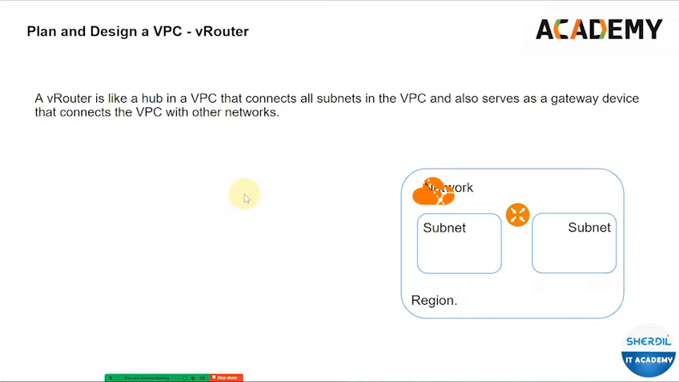What is a vRouter? A vRouter is like a hub in the VPC that communicates with and connects all subnets in a VPC. A vSwitch is basically a subnet which allows multiple virtual machines connected on the same vSwitch to communicate without the help of a vRouter. But the vRouter helps you communicate between the switches, or among the switches, with each other.